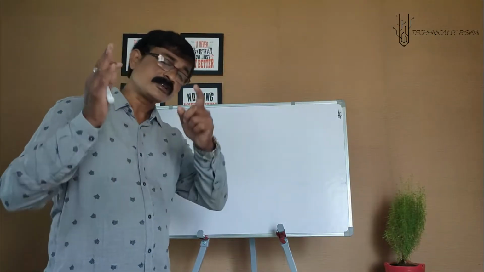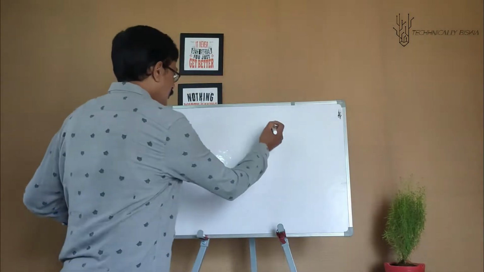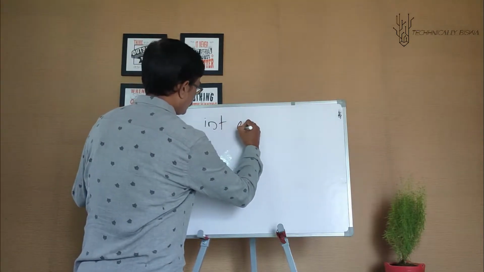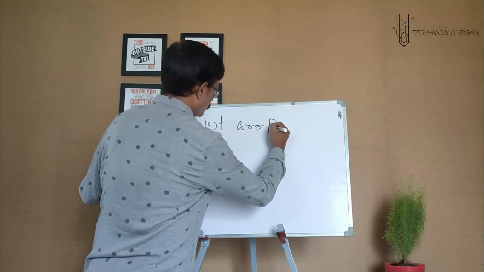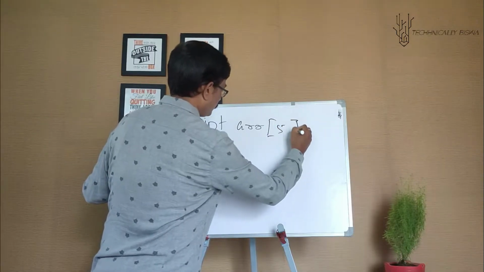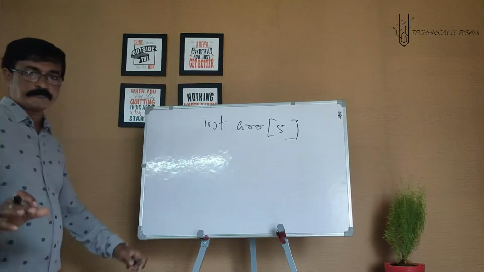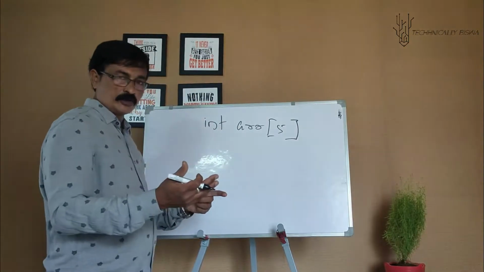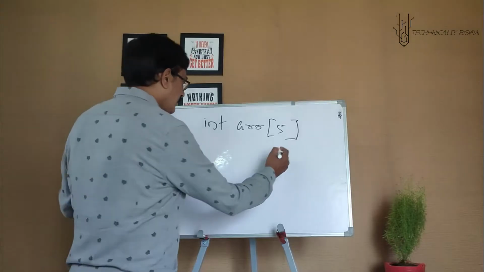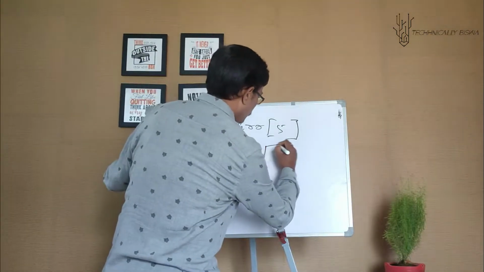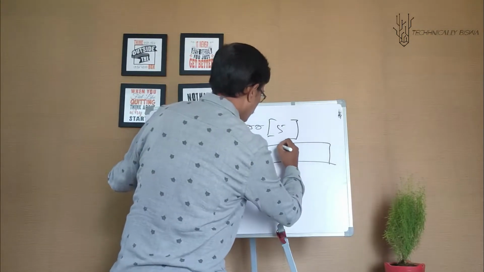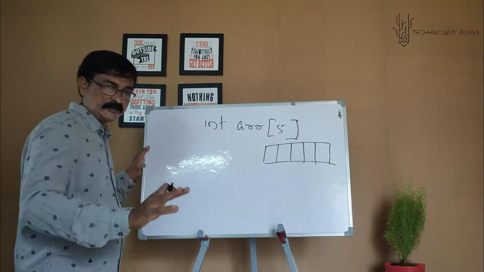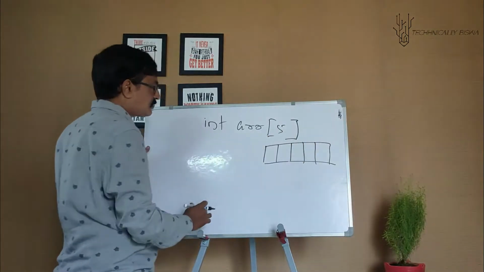Let's start with a simple declaration. Look at this declaration of an array. I declare an integer array which will contain 5 elements, size 5. Now what will this declaration do in memory? It will create 5 consecutive locations, like this, with consecutive addresses.